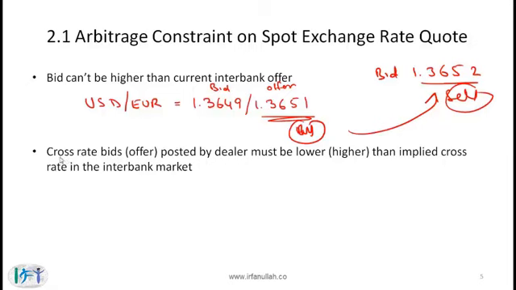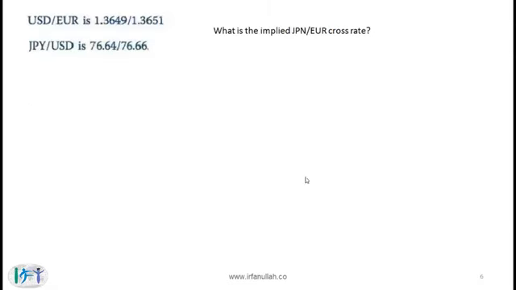The next point is that the cross rate bids posted by a dealer must be lower than implied cross rates in the interbank market. Or the other way of putting it is that the cross rate offer posted by the dealer must be higher than the implied cross rate in the interbank market. So for starters, just memorize this comment, and to properly understand this, let's talk a little bit about cross rates and implied cross rates.